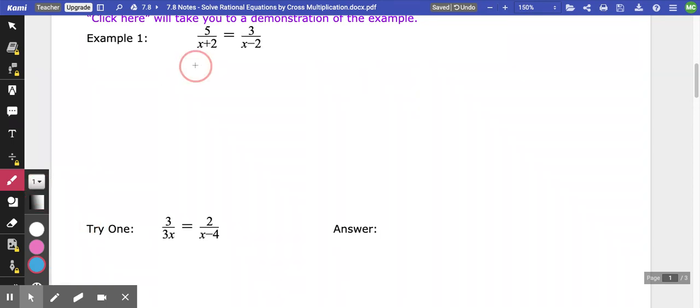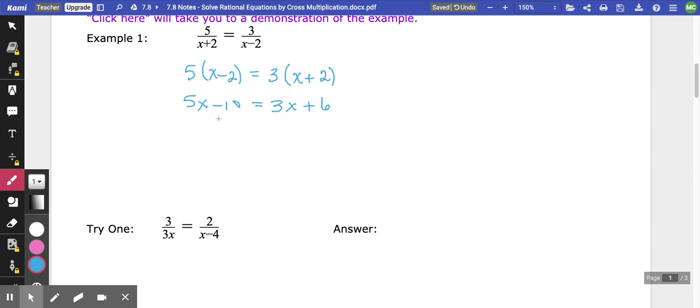Okay, so the first numerator times the second denominator, and that'll equal the second numerator times the first denominator. So we're setting those cross products equal to each other. Now this turned into just a linear equation. So I'm going to distribute the 5. That gives me 5x minus 10 equals 3x plus 6.